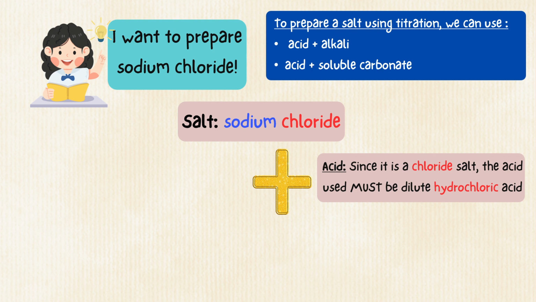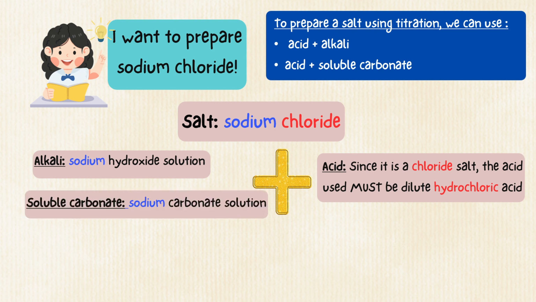Now we need another starting material that will be able to give us sodium ions. So this must come from our alkali or the carbonate that we are reacting with the acid. So my alkali must therefore be sodium hydroxide solution. My carbonate must be sodium carbonate solution.